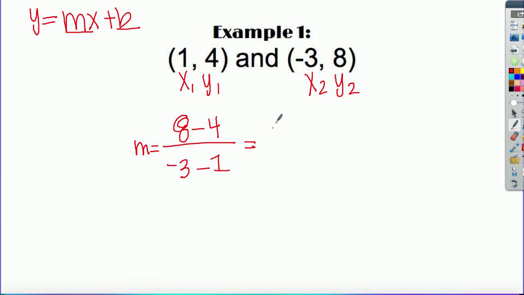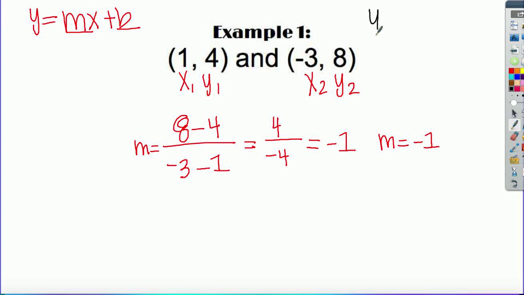So our numerator, 8 minus 4, gives us 4. Our denominator, negative 3 minus 1 gives us negative 4. And I always want to reduce, if I can, 4 divided by negative 4 is negative 1. So our slope is negative 1. We have part of our equation so far.